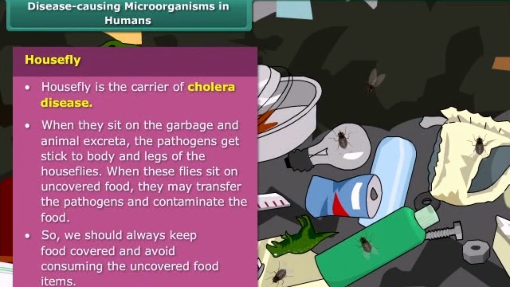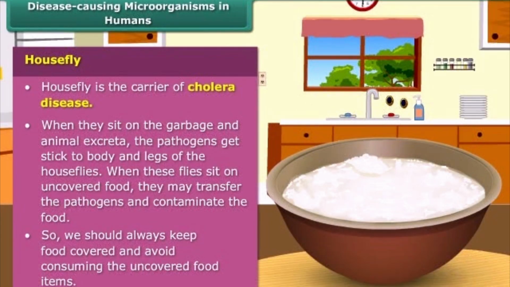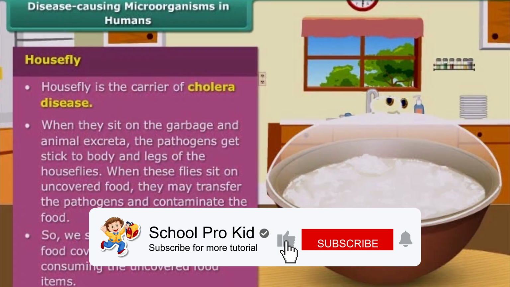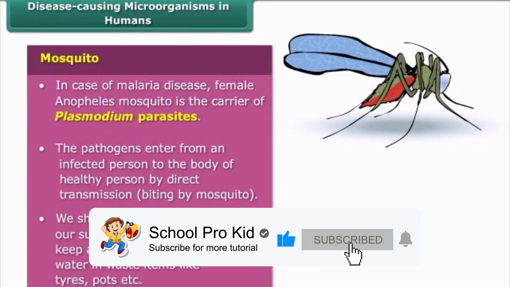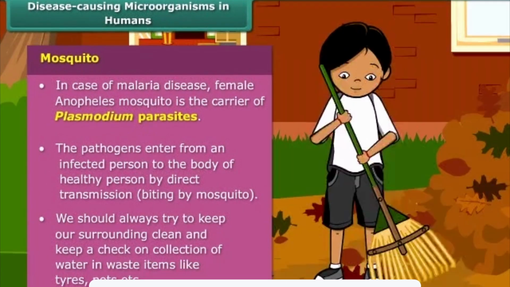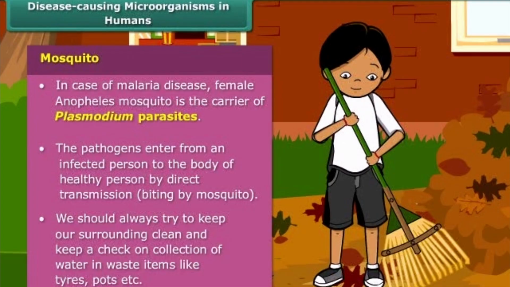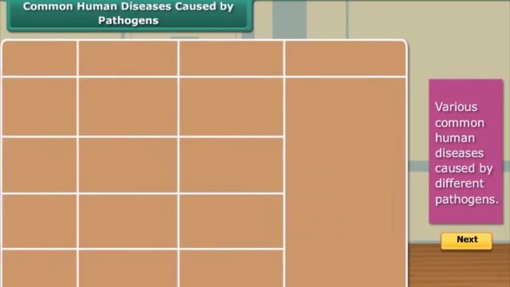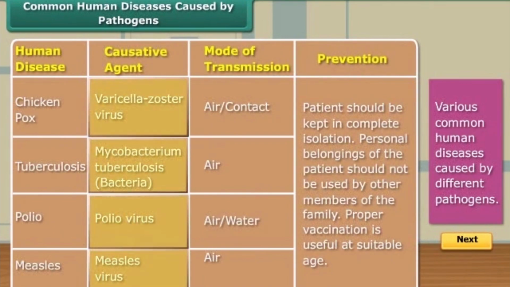To prevent cholera, we should always keep food covered and avoid consuming uncovered food items. In malaria, the female Anopheles mosquito is the carrier of Plasmodium parasites. We should use repellent creams, sprays, and mosquito nets to prevent malaria. Here is a list describing various common human diseases caused by different pathogens.